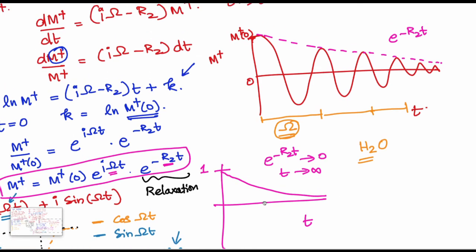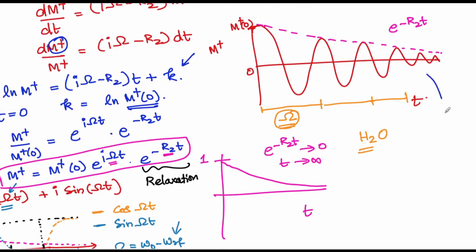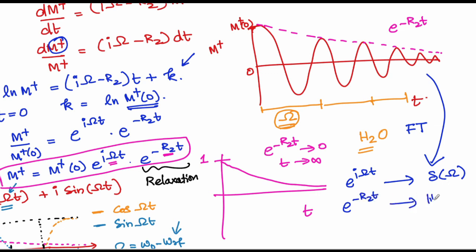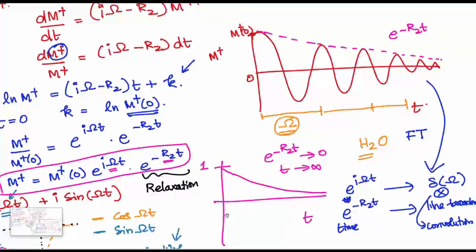The advantage of acquiring the signal this way is that when you perform something called Fourier transformation, this oscillation, meaning e power i omega t, will end up giving you a Dirac delta function at omega, and this e power minus R2t results in the line broadening. We'll see how the function looks in a moment. Product in the time domain will be convolution in the frequency domain. So let's take a look at all of this in a pictorial fashion.